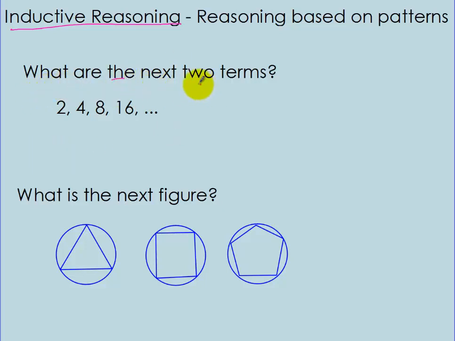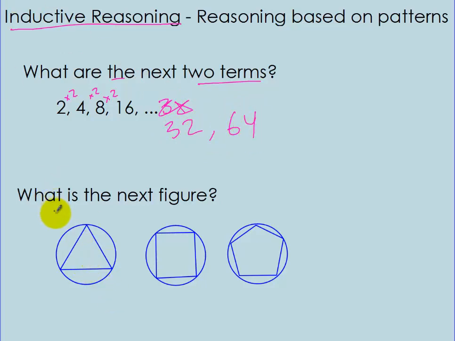So let's take this first example. What are the next two terms? 2, 4, 8, 16. So you're looking at those numbers going, okay, we're multiplying by 2 every time, times 2 times 2. So that's the pattern. So my next two on the pattern are going to be 16 times 2 is 32, and the next one's going to be 64. So those are the next two terms.